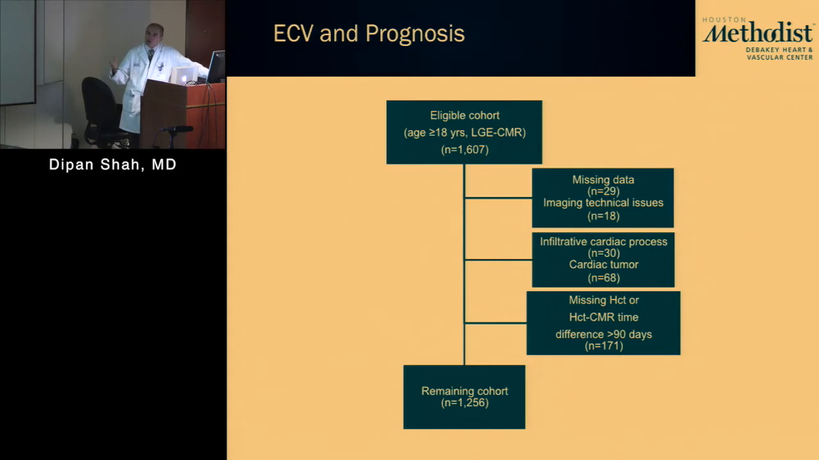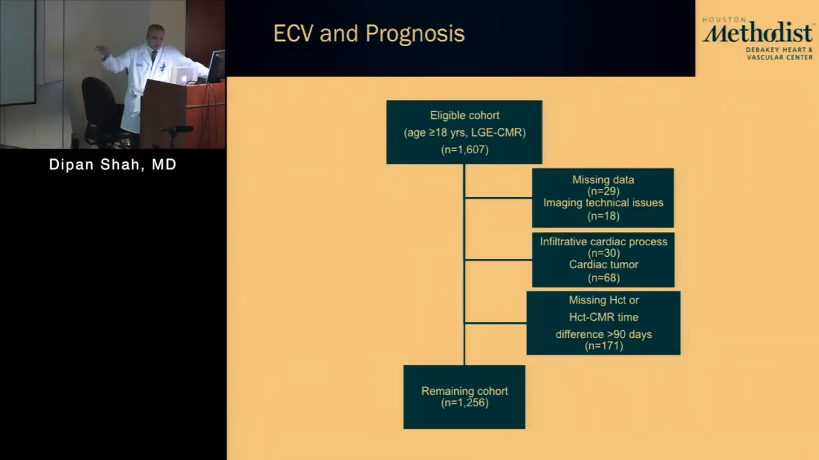So we've got a technique which we think allows us to identify situations where there's an expansion of extracellular volume, which we think is associated with increased deposition of interstitial fibrosis. And the question now is, is this a marker of risk?